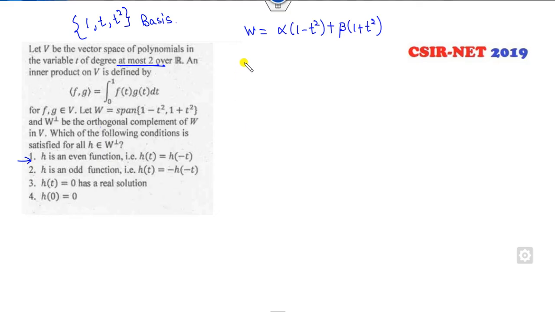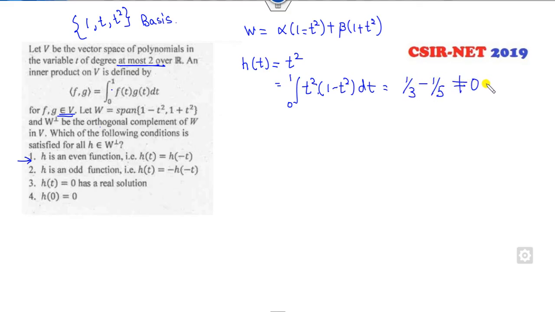Check the first option. H is an even function. What is an even function? Out of this, it is t square. If I substitute this value here, what is the meaning of that? t square. F and G are elements of V. I can consider any element, say 1 minus t square. So what is the integration of this? 1 over 3, 1 over 5, which is non-zero. So what is the meaning of that? Because for orthogonality, the dot product must be 0. So H is an even function, cancel.